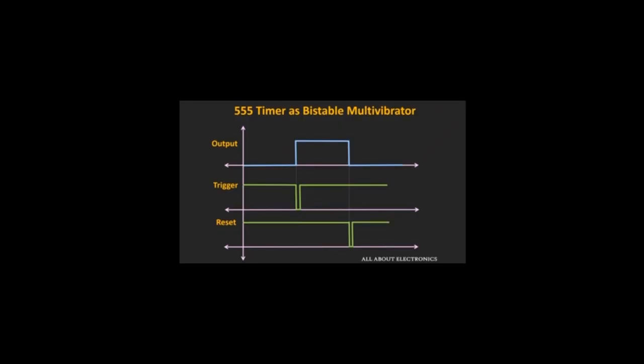Here this is a timing diagram. If you observe this, whenever the triggering action goes from high to low, the output of this timer changes from low to high value, and whenever the reset pin goes from high value to low value, the output goes from the high value to the low value. So in this way it works.